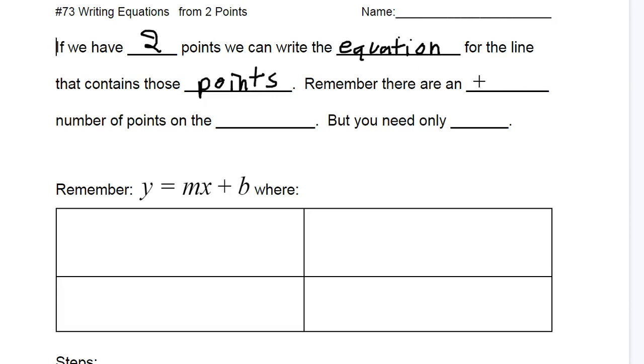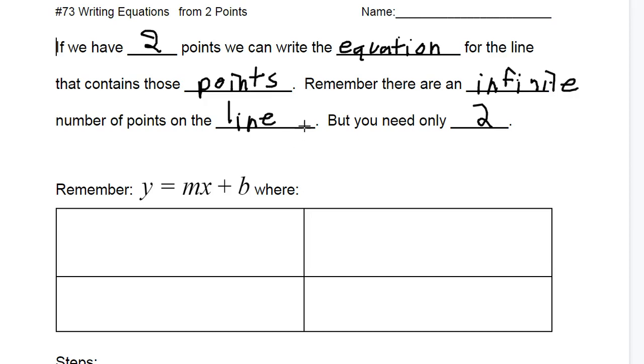Remember, there are an infinite number of points on the line, but you only need two. Any set of points that satisfies the equation, any set of points that makes the equation true, is going to be on the line. So if I have y equals mx plus b, any x and y ordered pair that makes that equation true is going to be on that line. But first, let's remember what these things are.